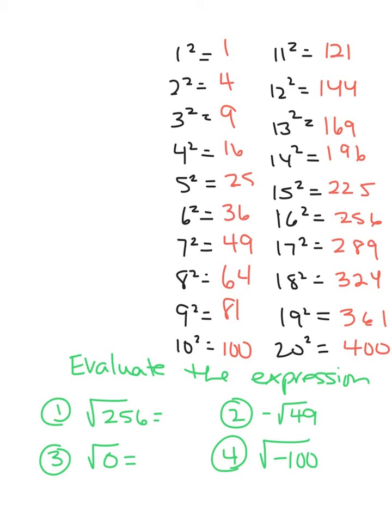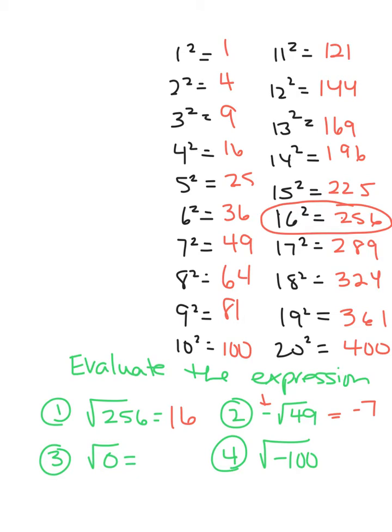So let's look at some different numbers. Again, evaluate the expression. In number 1, we have the square root of 256. I can use my chart, and I realize that 256 is right here. So the square root of 256 is 16, because 16 times 16 gives us 256. In number 2, I have the negative square root of 49. The square root of 49, that's my grouping symbol, is 7, times negative 1. So my answer there is going to be negative 7.